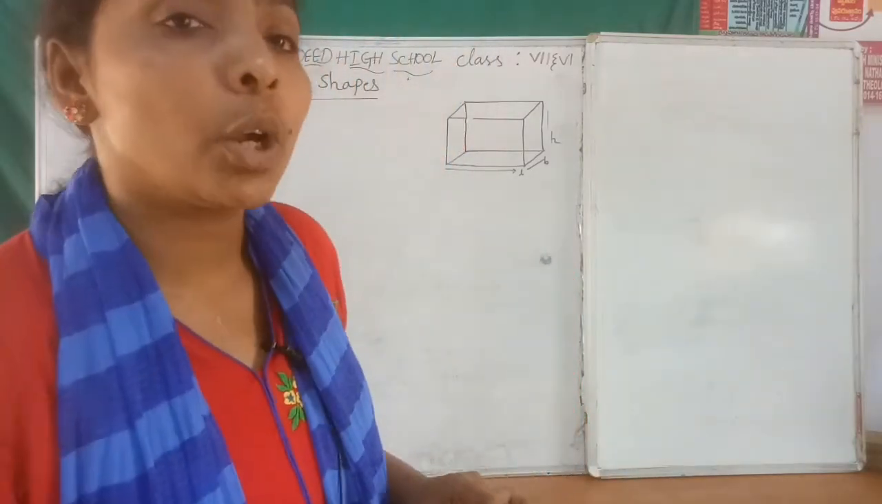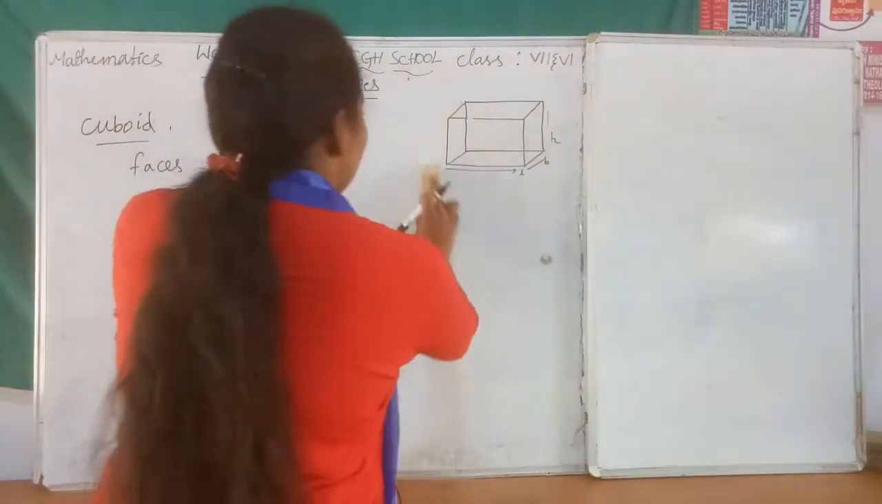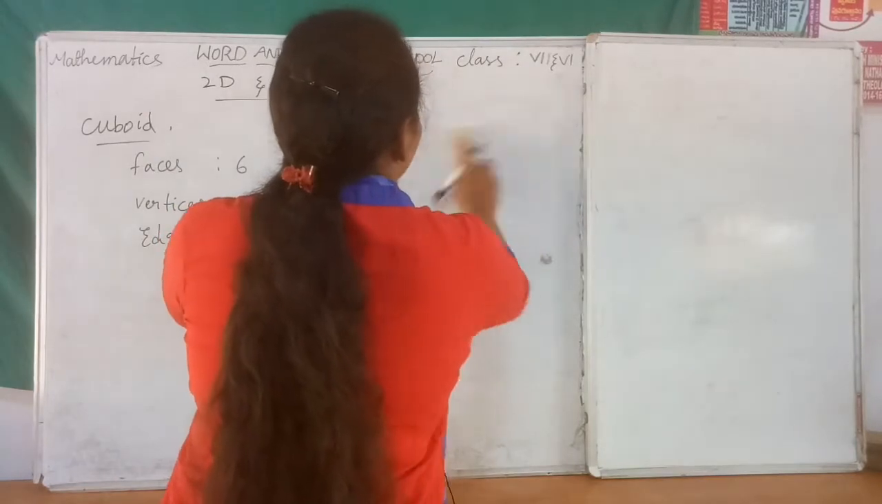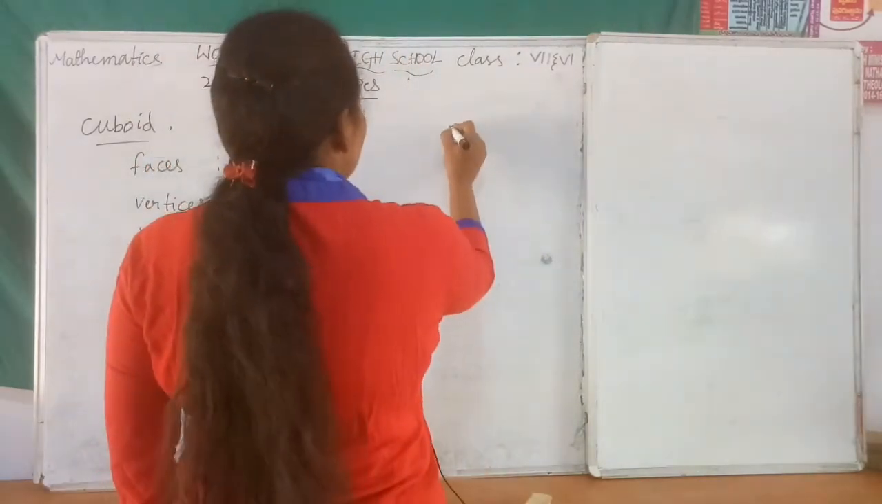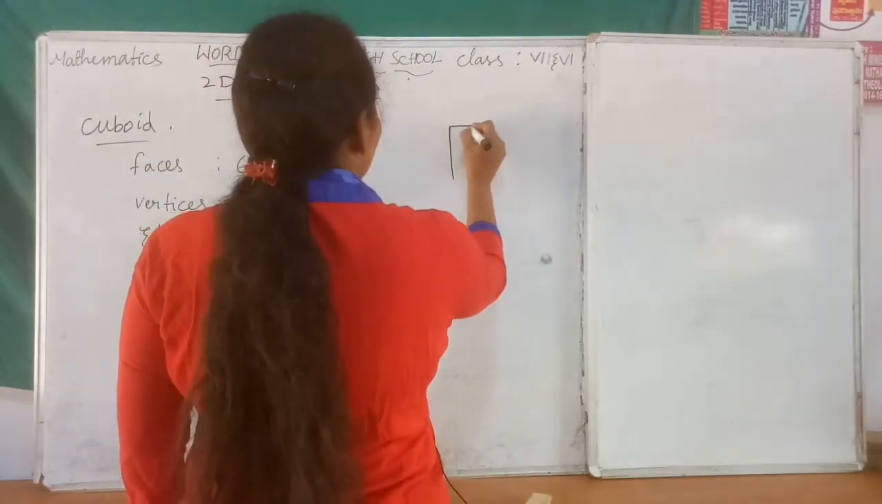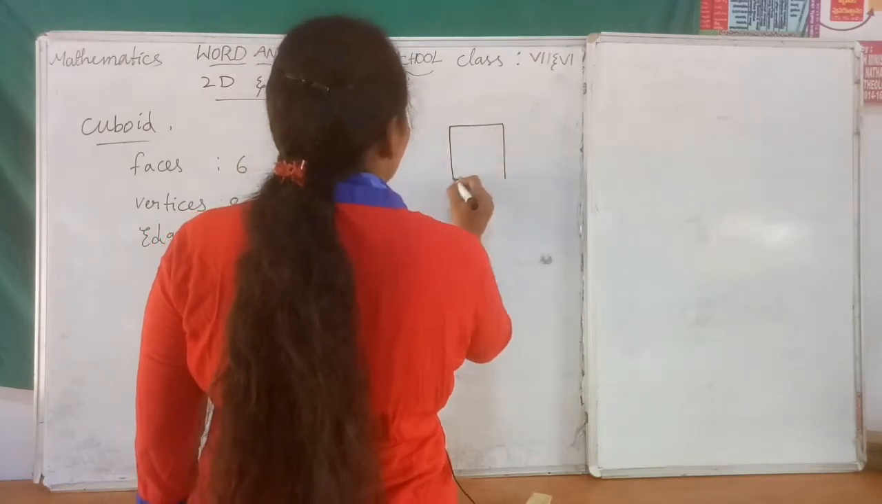Okay. Next we have the cube. What is that? Cube, children. Cube means, see.